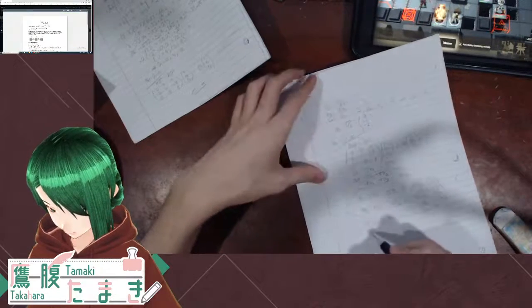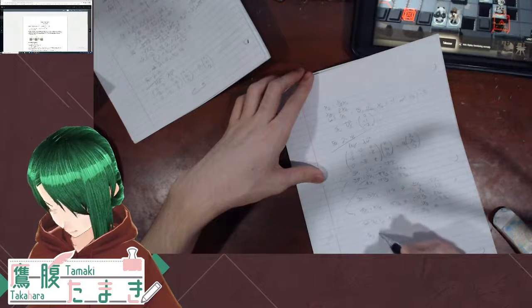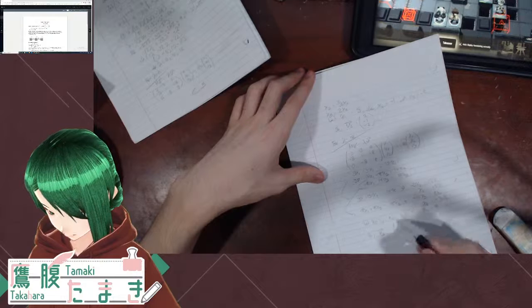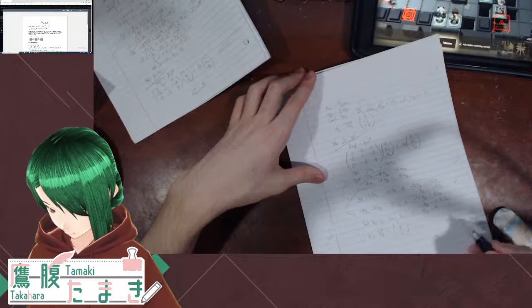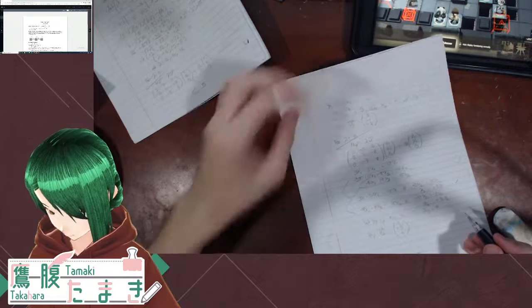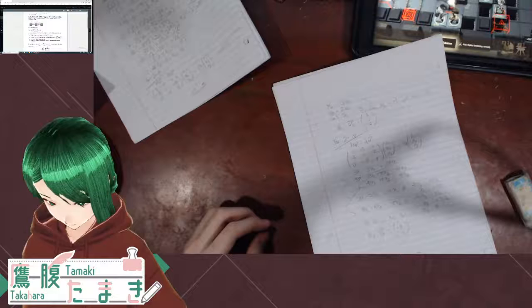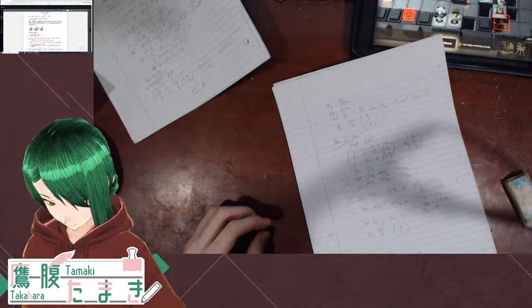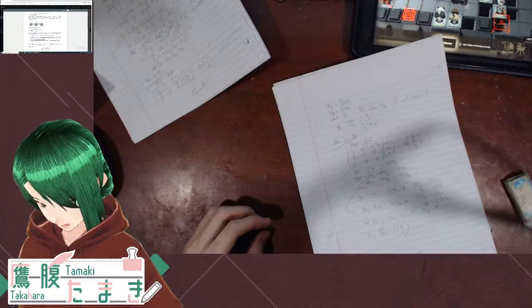So, our vector v sub 3 is equal to the vector 1, negative 5, 4. Alright, what else did they want? Let's see, find the eigenvalues and eigenvectors.